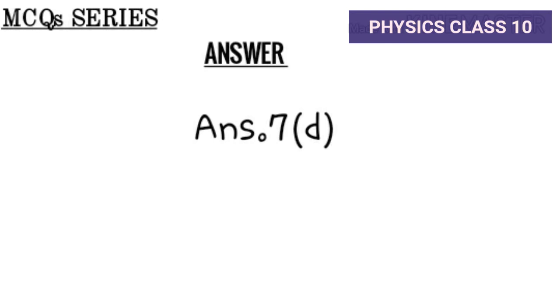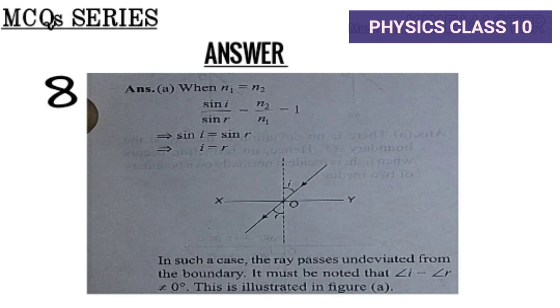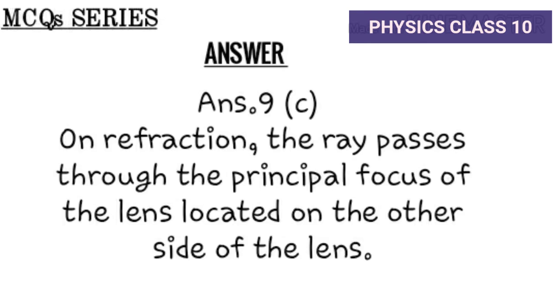Here there is no need for any explanation. Now question 8, no refraction occurs at a boundary that separates two media of equal refractive indices. Which of the following figures shows such a case? Here are the diagrams, and option A is correct. Now question 9, which of the following correctly shows refraction of rays of light from a convex lens? Just notice the diagrams, and option C is correct.